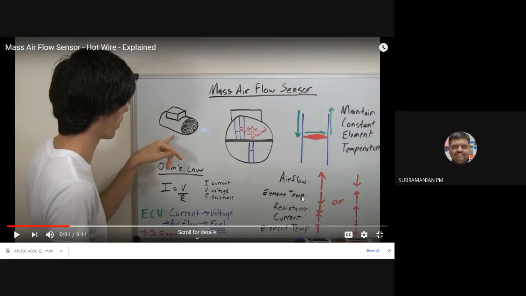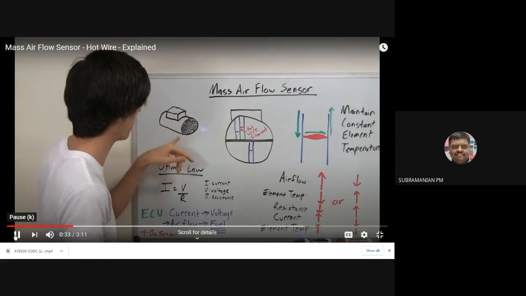Airflow increases, temperature decreases. Due to the temperature decrease, resistance also decreases. Resistance decreases, current again will increase. Current will increase the temperature and it will maintain the temperature, okay? So how much current is required to keep the element temperature at the previous level? That will be calibrated as a voltage, and that will be the measure of your mass airflow. So go through this video.